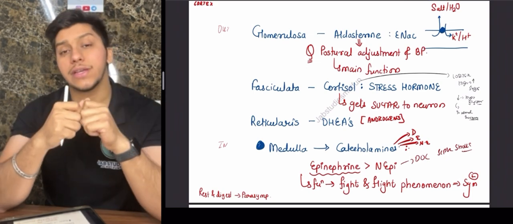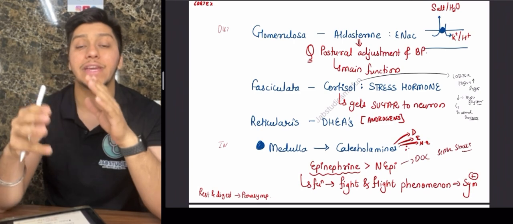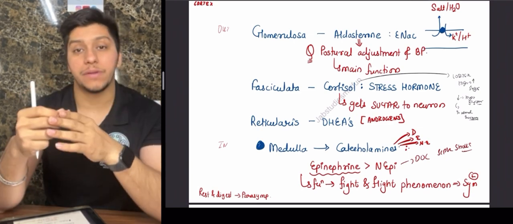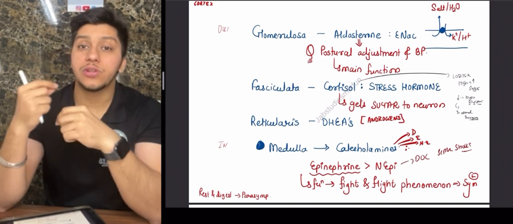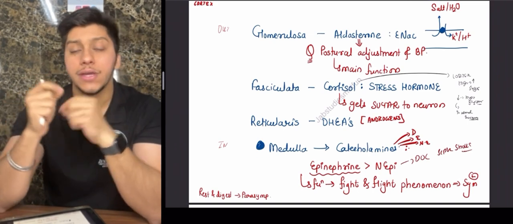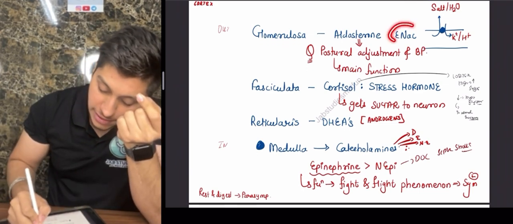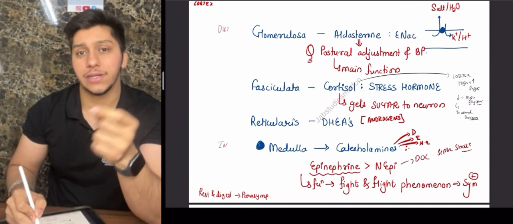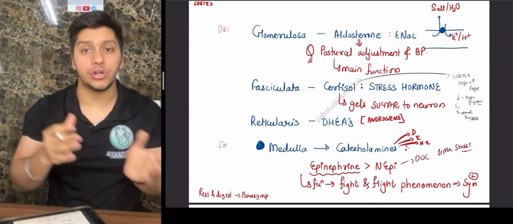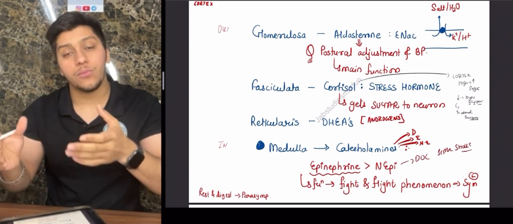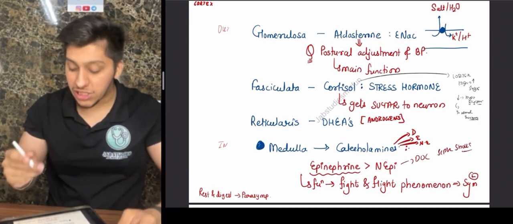So, the glomerulosa is responsible for secreting aldosterone. The main role of aldosterone is to maintain the postural adjustment of the blood pressure. Aldosterone is responsible for controlling the blood pressure, and it does so by acting on the ENaC channels. We have discussed this earlier: the ENaC channels take in salt and water. Wherever salt goes, water follows, and vice versa. So salt and water are reabsorbed in exchange for potassium and hydrogen.